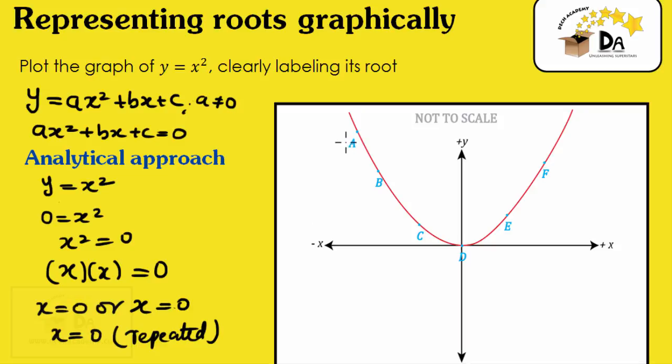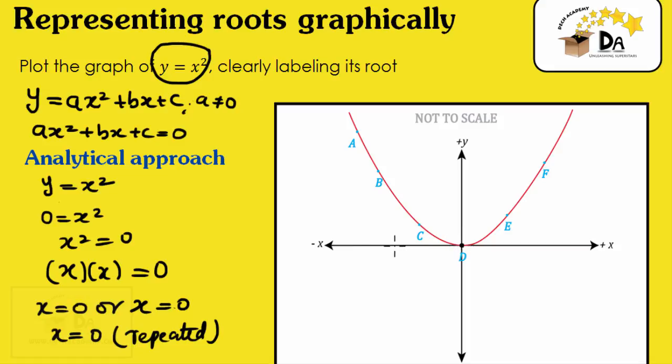Well, the root of a quadratic graph can be identified by looking at the intersection of the quadratic graph with the x-axis. So this is a graph. This red line is the quadratic graph, the plot of y equals x squared. The x-axis is this horizontal line in black. Now their intersection gives a point. The x-coordinate of the point of the intersection is the root in this case.